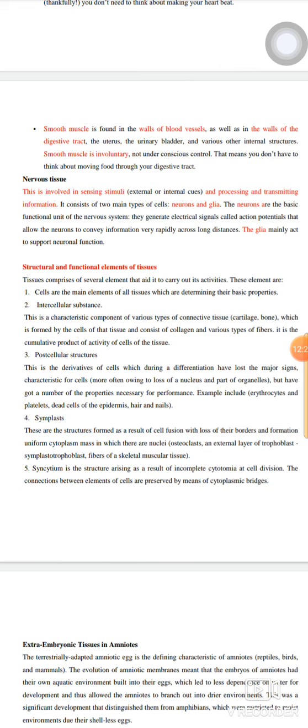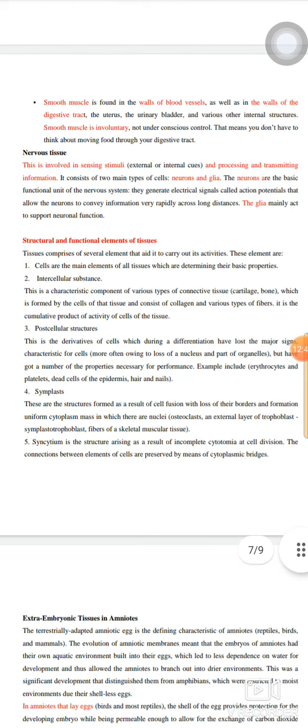It consists of two types of cell, the neuron and the ganglia. Then the neurons are the basic information units of this nervous system. They generate electric signals called action potentials that allow the neuron to convey information very rapidly to the brain. Okay, so all our body is a connected network, and this allows the neurons to transmit information to the brain.